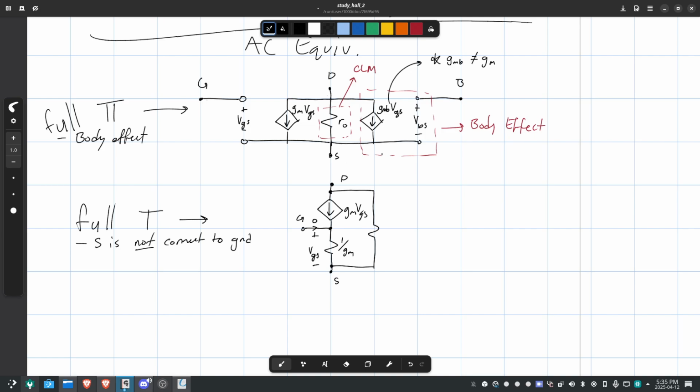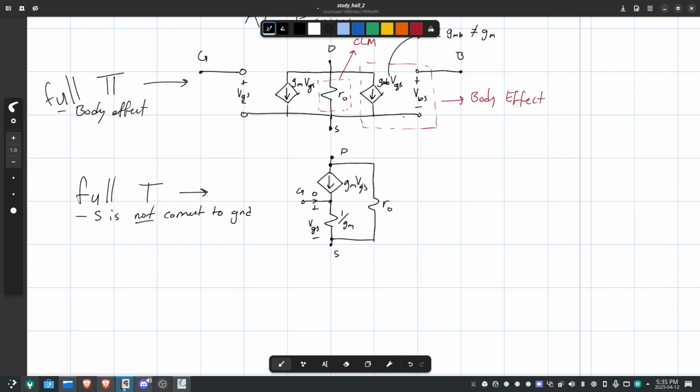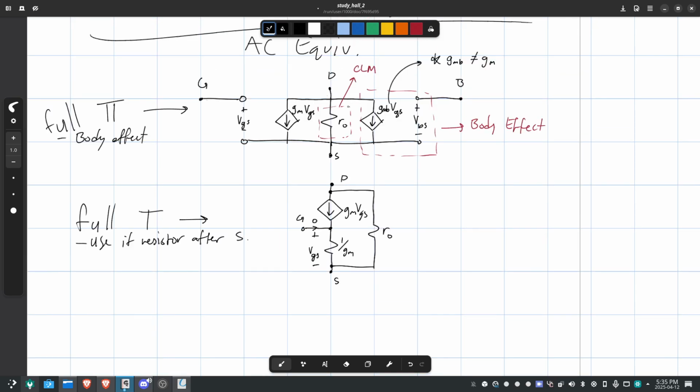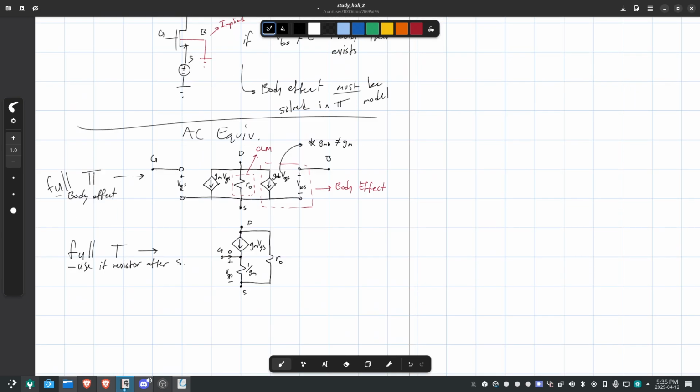Use the T model if there's a resistor after the source. The T model also looks simpler in my opinion. It's easier to do stuff in it. But again, you'll get the same answer. You'll be fine either way, whichever you choose.